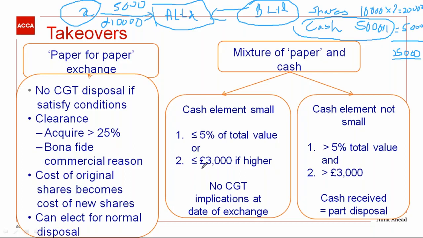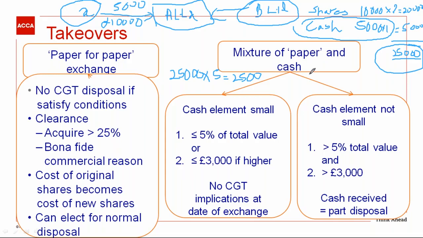There can be a situation where the cash amount received is more than £3,000, but the amount received is equal to or less than 5% of the total value. Now here, what is the total value of the shareholding? £25,000. Take 5% of that, which is £2,500.